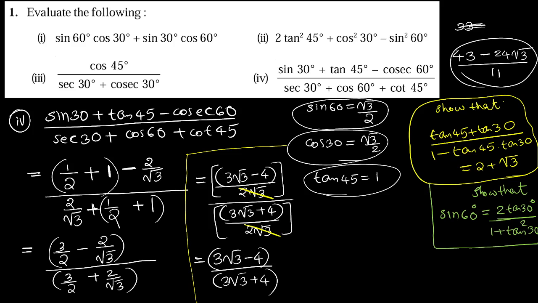Because evaluation is strict, rationalization is very important for CBSE. The rationalization of the denominator is very, very important. We don't want a square root in the denominator. The numerator may contain a square root, no problem. But we don't want a square root in the denominator. So we need to multiply with the conjugate. 3 root 3 plus 4 is to be multiplied with 3 root 3 minus 4.